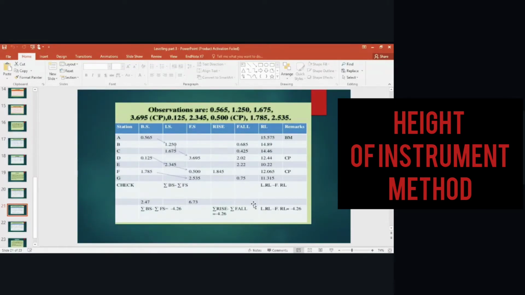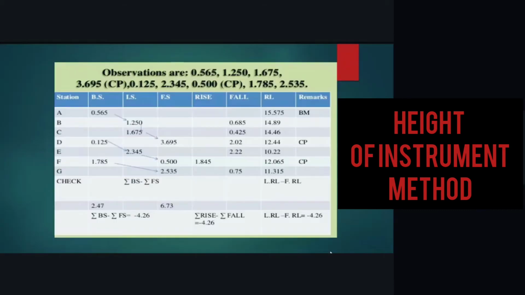Achha, the next method is the rise and fall method. The columns are mostly similar to those of the previous method, the height of instrument method. So here we are solving the same problem with another method, that is the rise and fall method. First column will be the station A, B, C, D, E, F, G, H, however many you have. Then the backside reading, then the interside reading, and again the foresight reading.